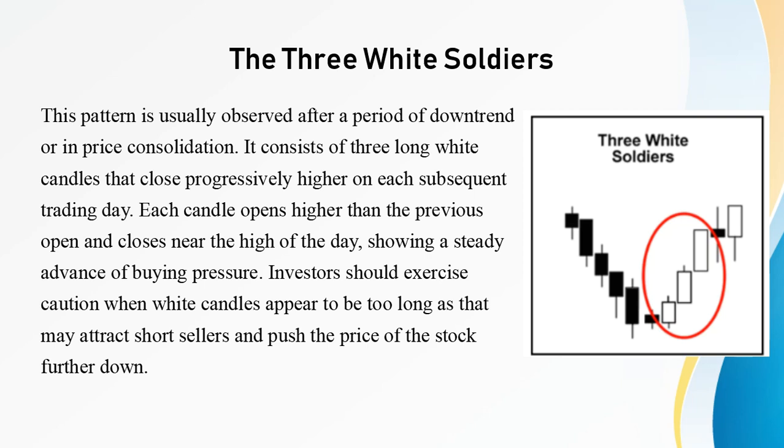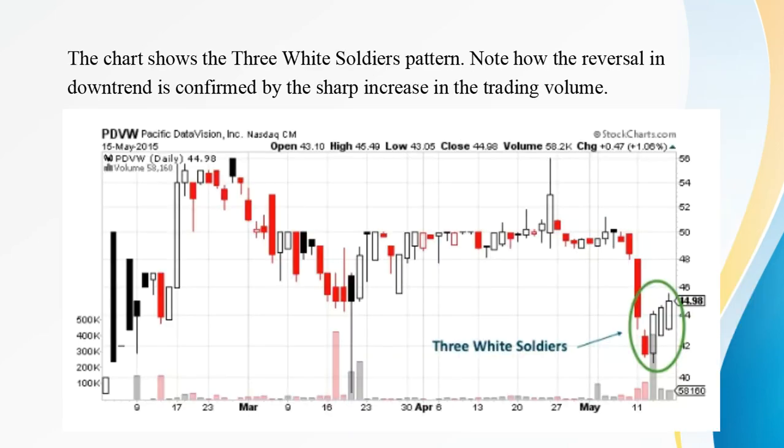So here we have the image of the three white soldiers candlestick pattern, and here are the bullish candles which are steadily climbing up. So here we have how the candlestick chart pattern looks, and as we can see, this here is going down in a downtrend, and we have the appearance of the three white soldiers candlestick pattern.